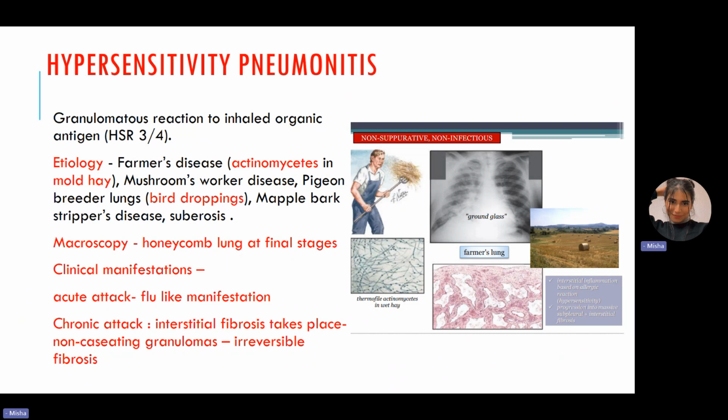And this is basically irreversible. So what happens is they will develop these non-caseating granulomas, which can become irreversible fibrosis. Now, after I mentioned these two, he asked me a question about which one is more severe or has a bad prognosis. And it looks like a very hard question, but it's very simple.